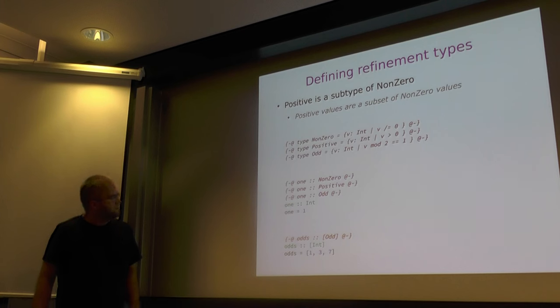Excuse me? Can you use constraint type variables in place of Int in type definitions? We have some examples later, so that can probably enlighten that.